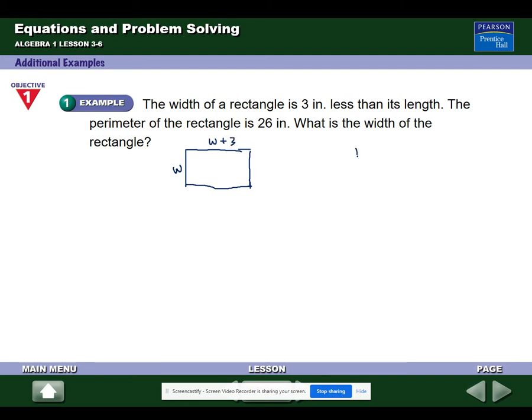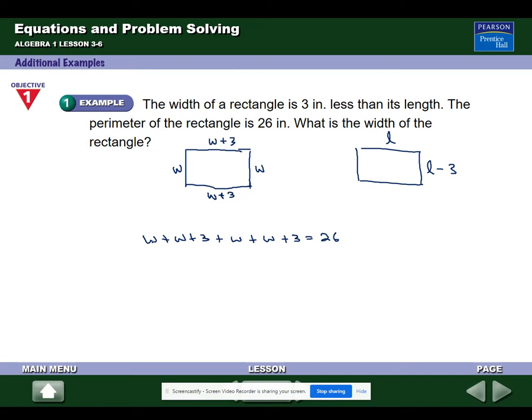Just as well, you could have let the length be L and the width be L minus 3. But use one variable. I'm going to go with the W. I like the addition one better. And you know that if this is W, then on a rectangle, this is W. If this is W plus 3, then so is this bottom one. And then we can add them up. W plus 3 plus W plus 3 equals 26.